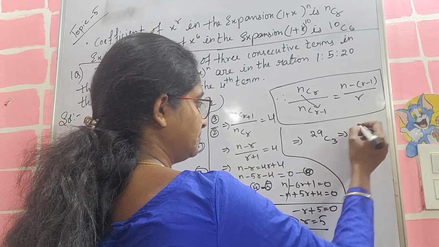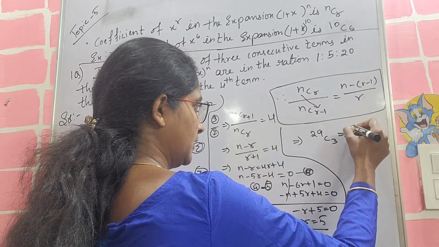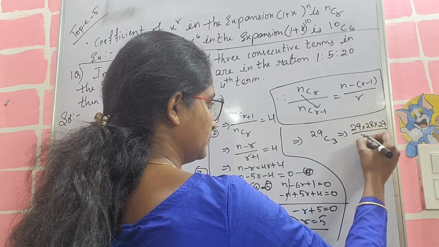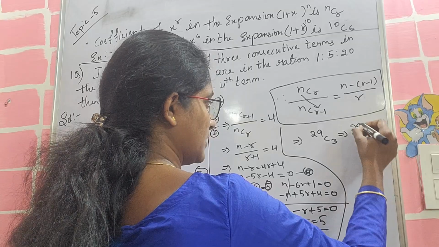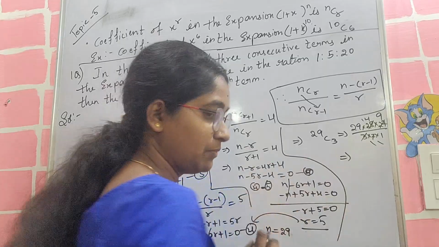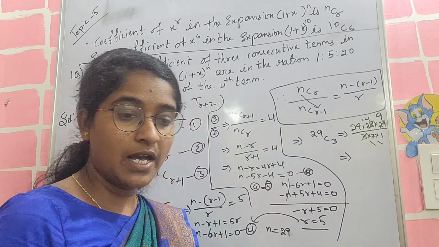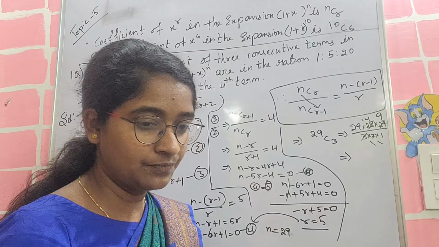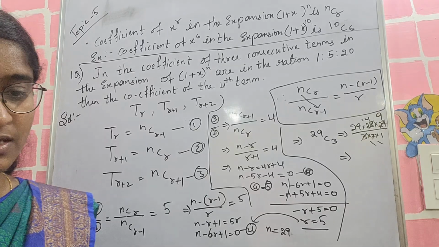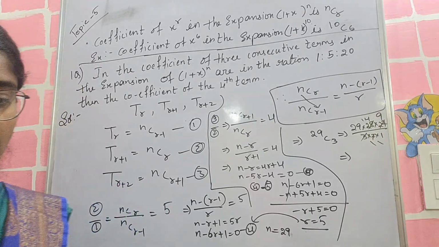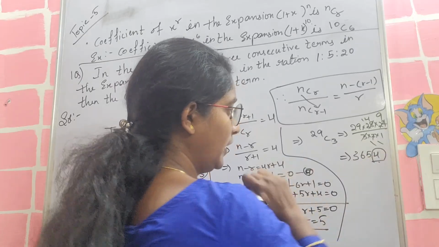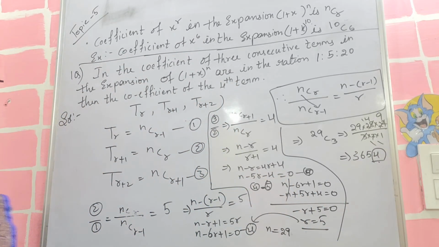So here, what is the value? 29 into 28 into 27 by 3 into 2 into 1. 3 ones, 3 nines, 2 ones, 2 1 4. So if you multiply, your answer of this is how much? Yes, your answer of this is so simple. It is 3645 or 3654 or something around it. So just check it out. If you multiply, you'll get the answer of this one.